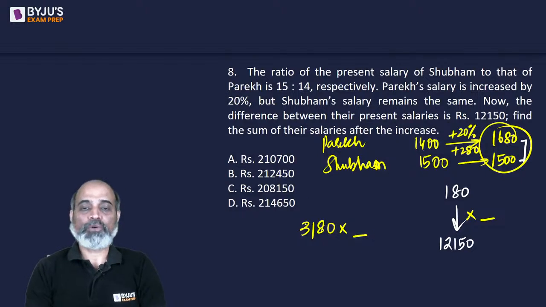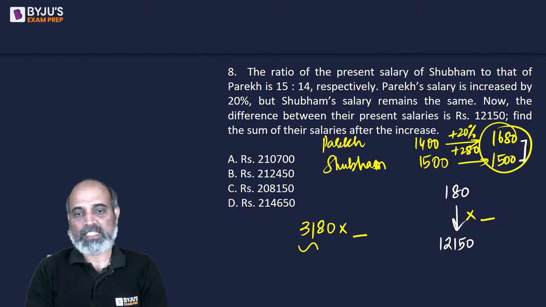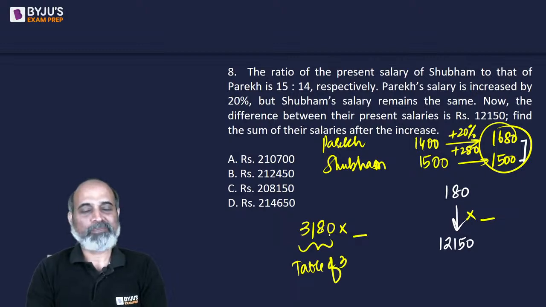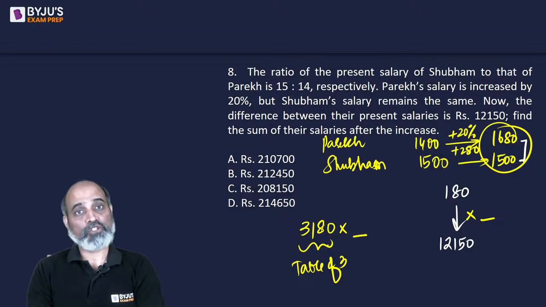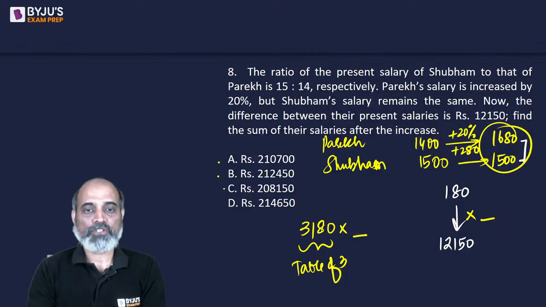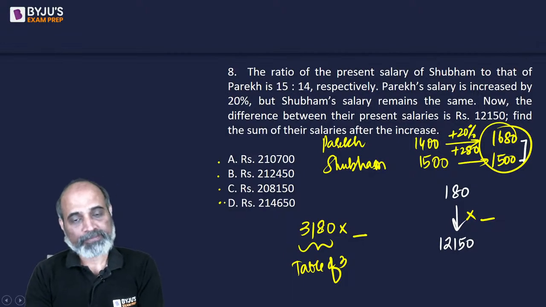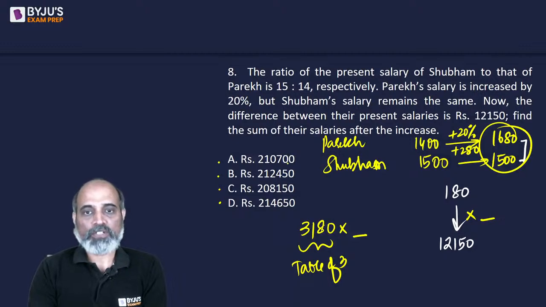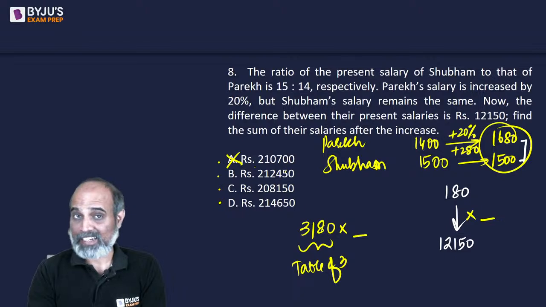So what we will do is we will see 3180 is a number which is in the table of 3. How? 3 plus 1 plus 8 is going to be 12. 12, 1 plus 2 is 3. Since it is divisible by 3, that means the entire number is divisible by 3. So my option should also be divisible by 3. Now 21070 is not divisible by 3. 2 plus 1 plus 7 is 10. 10 is not in the table of 3.